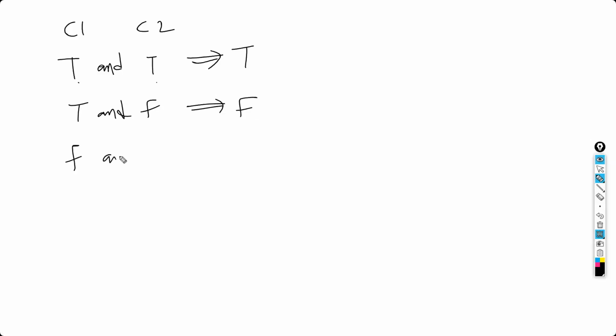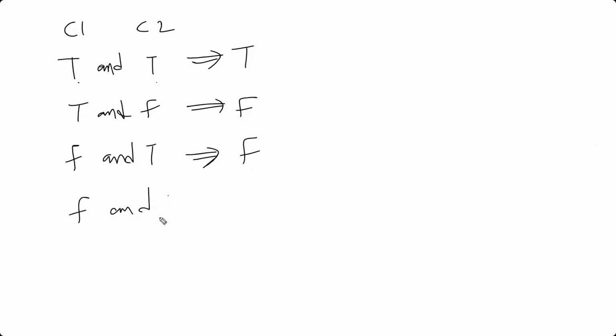This one, false and true. Now what is the output? False only, because one condition failed. Now false and false. What is the output? This is also false. One condition failed means here two conditions failed. So if one condition fails, the output is false. One condition fail also gives false.